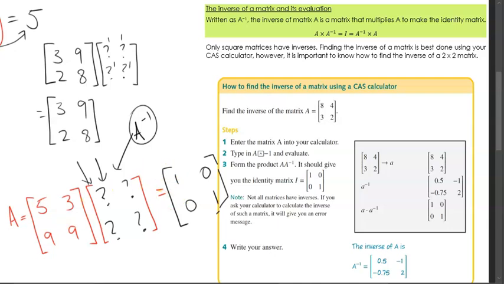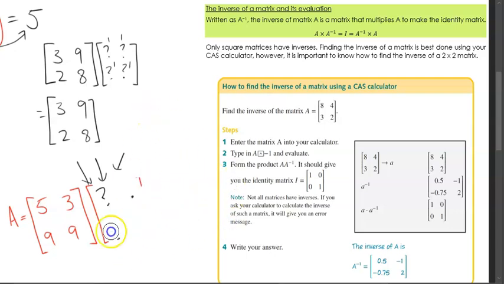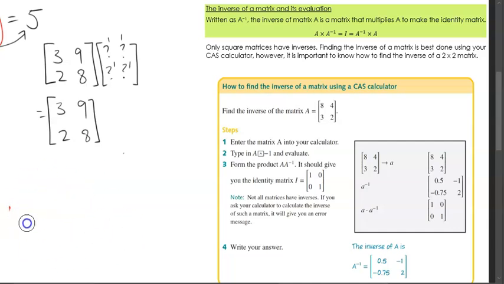So only square matrices have the ability to find an inverse of a matrix, so 2 by 2, 3 by 3s, and 4 by 4s. How do we get it? And there are different ways. The first way I'm going to show you was on the ClassPad calculator. So we're going to find the inverse of 8, 4, 3, 2.